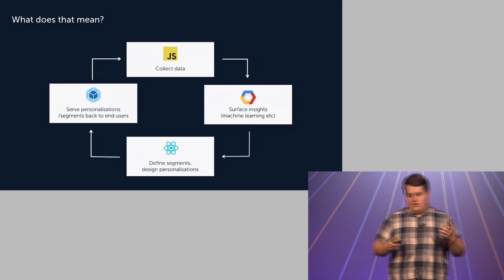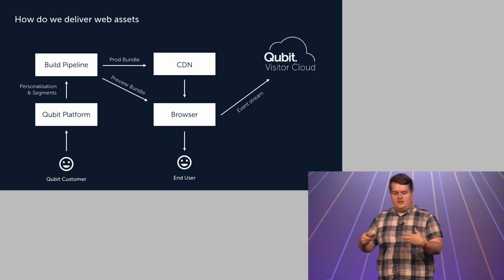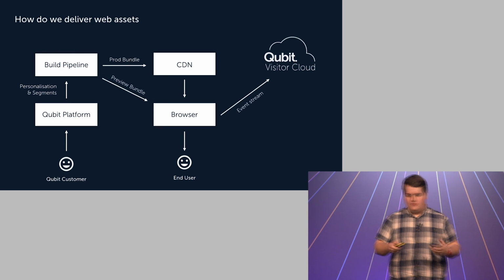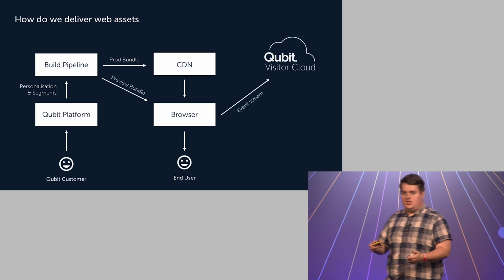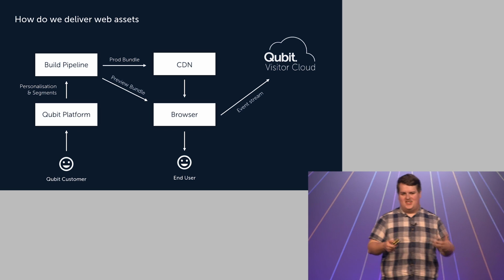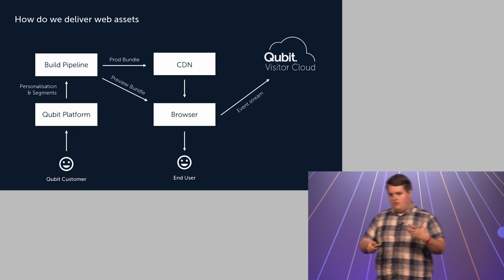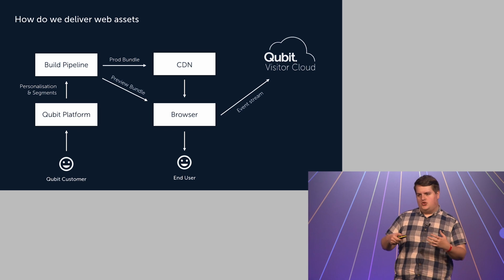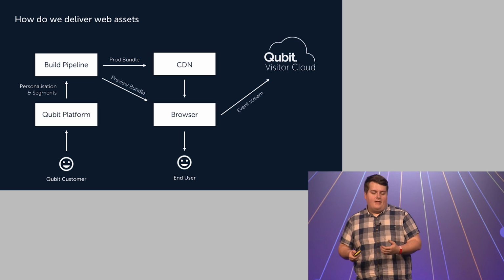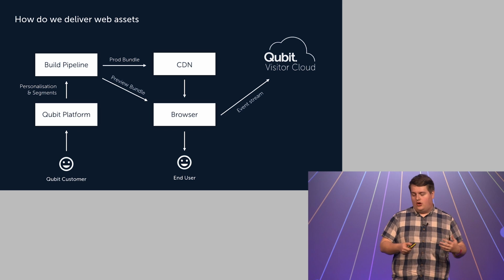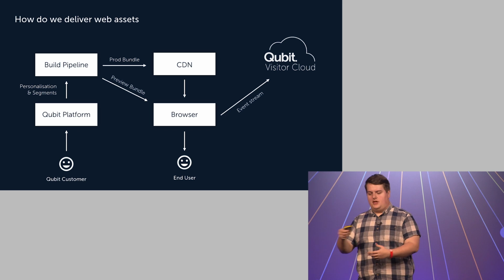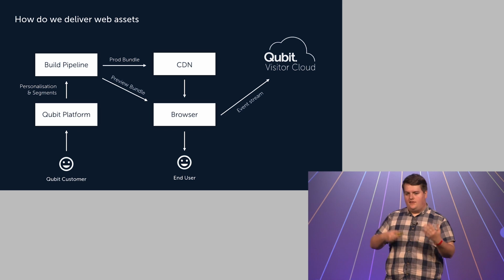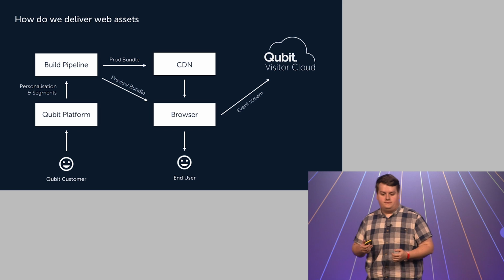So this is how we actually deliver these web assets. Our customer comes in and they're building their personalizations. They're writing them in JavaScript and CSS. This goes into our build pipeline where they can then go and preview those changes in real time to make sure that they're satisfactory. And then the productionized bundle will go off and be uploaded to the CDN and start being served to their end users. This generates the event stream which goes off into our cloud.